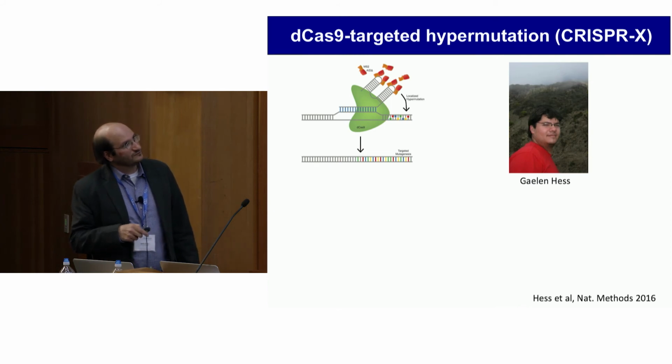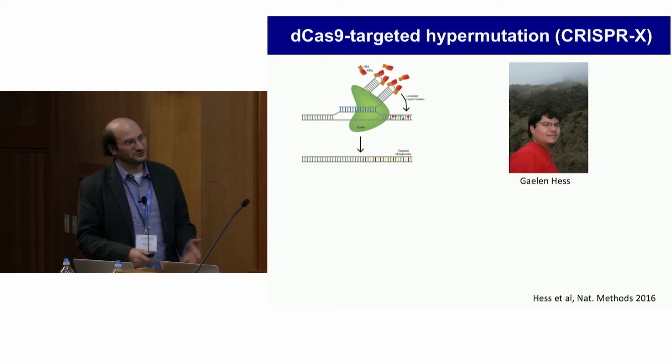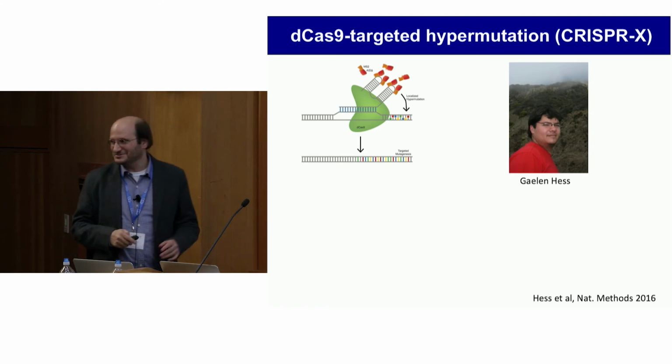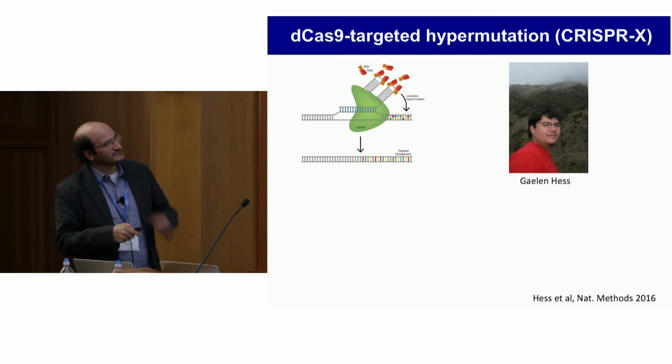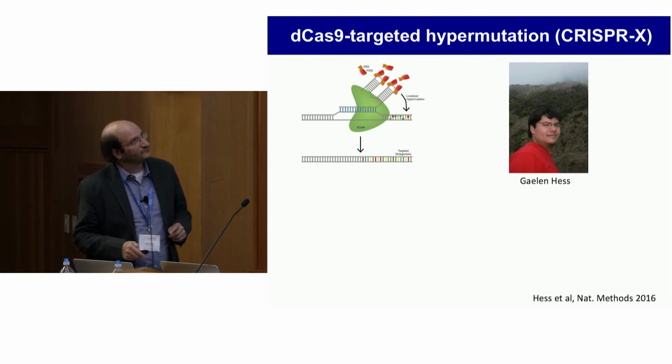So this is work from Galen Hess, a very talented postdoc in the lab, who took Cas9. So we being nerds, we called this CRISPR-X to generate mutations, fans of the X-Men. But this is probably a mistake, but anyway. The idea was you can recruit, as Luke described, using these MS2 fused variants of AID to the genome and create a diverse population of point mutants.